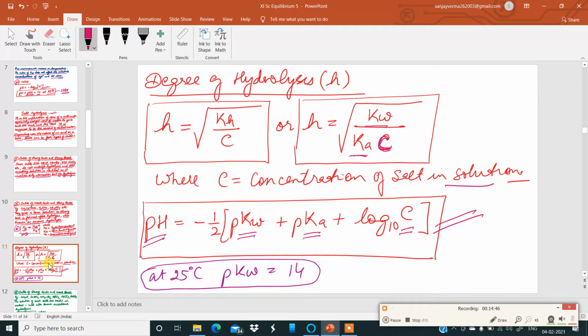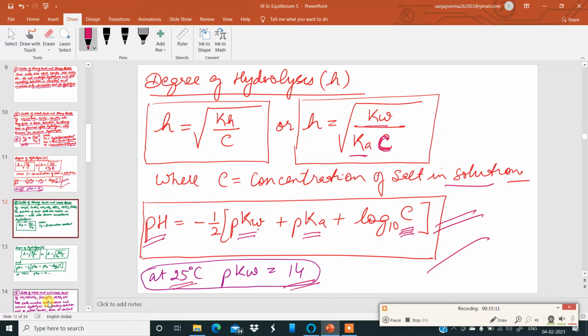And please keep in mind, pKw at 25 degrees Celsius, the value is 14. So you can directly put the value over here, 14. So pH equals 7 plus half into pKa plus log to the base 10 C, the concentration. So using this formula we can find the pH of a salt solution which contains a weak acid and a strong base. Okay.